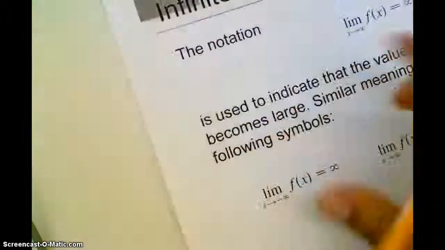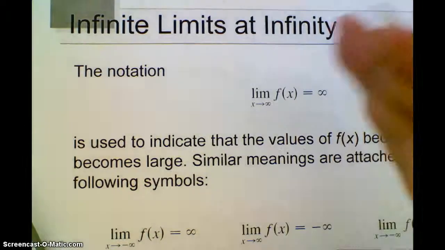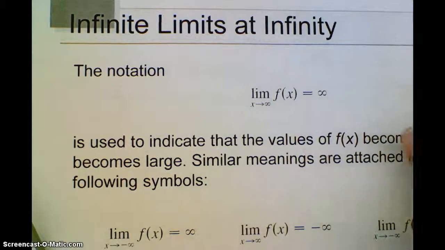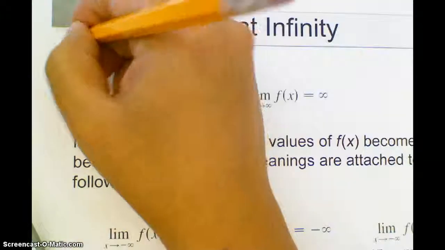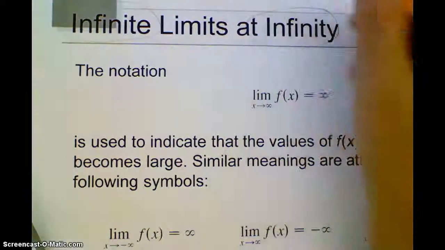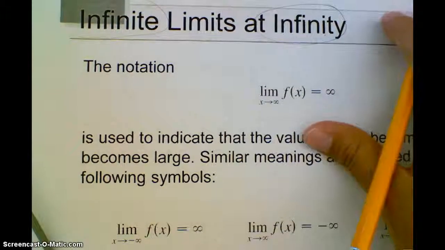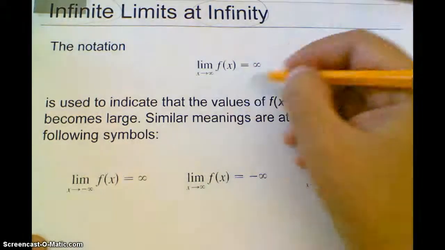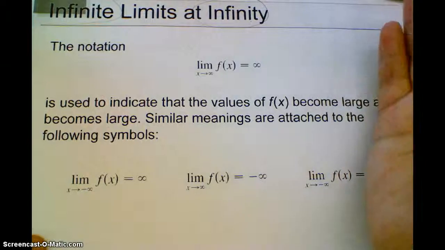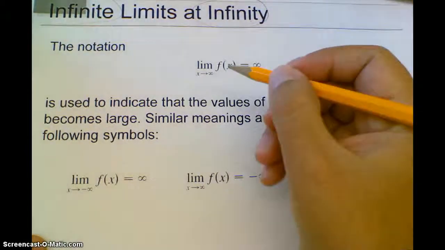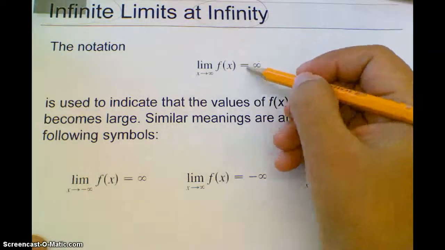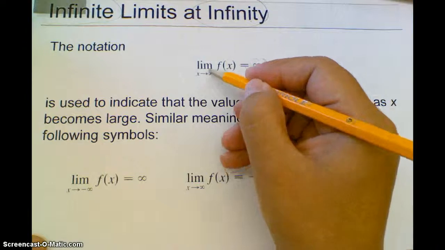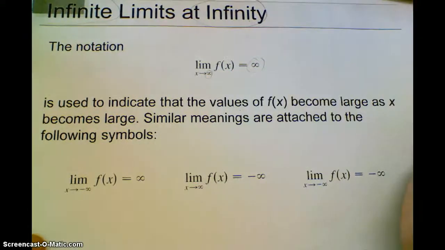So in the book it's talking about infinite limits at infinity, and it seems that there are two words here that may mean the same. Okay, so this notation may seem a little bit confusing because now I have infinity on both sides. I have infinity as the answer, and I have infinity as the value that x is approaching.